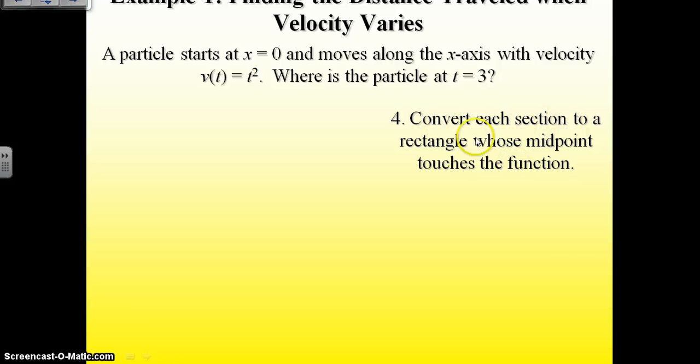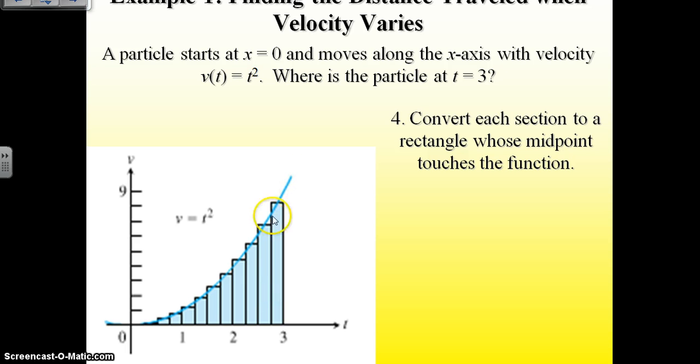Now we need to convert each section to a rectangle whose midpoint touches the function. Remember, we couldn't deal with the curve. We don't know how to deal with the curve, but we can take out the curve, and instead we can use these little rectangles to approximate. Now, I understand right now at the beginning this is not going to give us an exact answer. This will only give us an approximation.